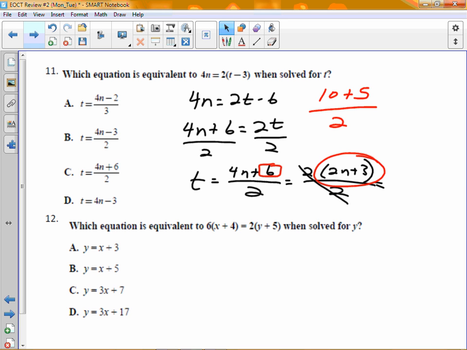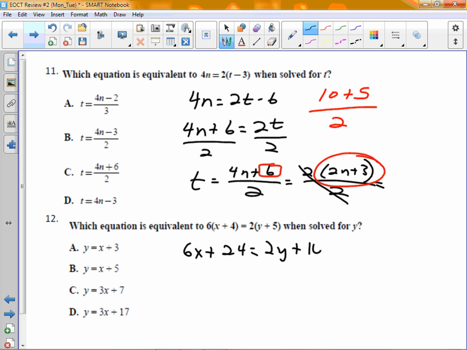Okay? Which equation is equivalent to this thing solved for y? In other words, put it in slope-intercept form. 6 times x is 6x. Very good. Plus 24 equals 2 times y is plus. Excellent. So now I got to get this stuff by myself.